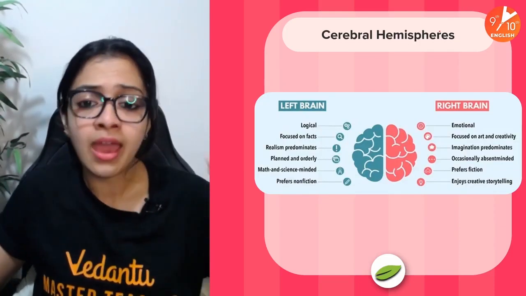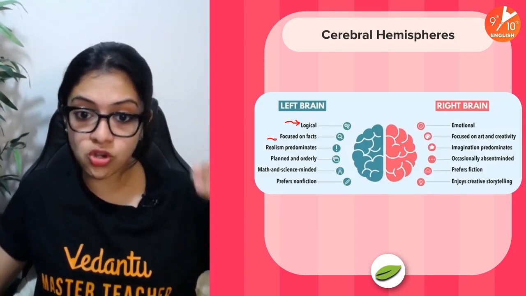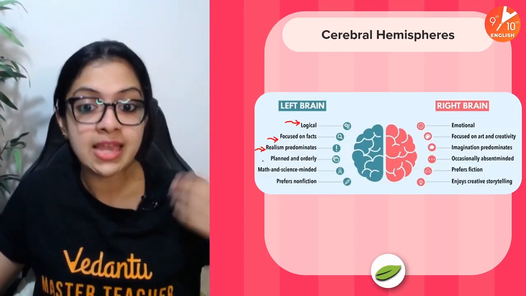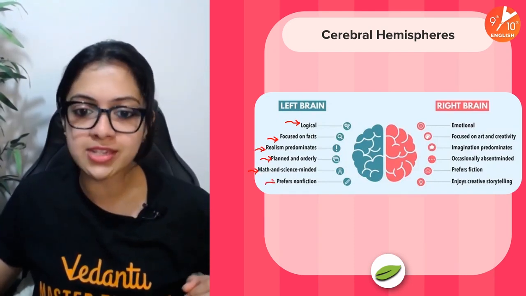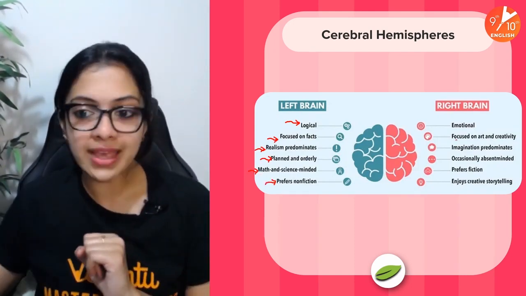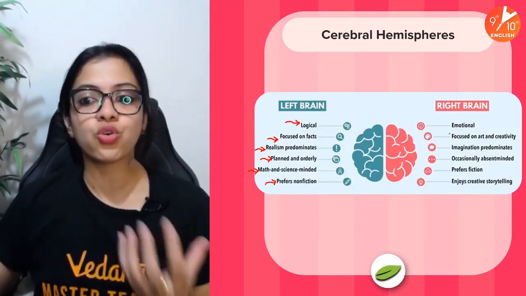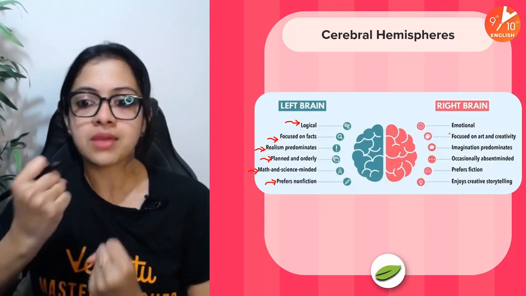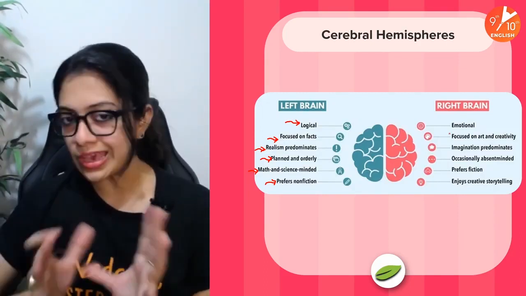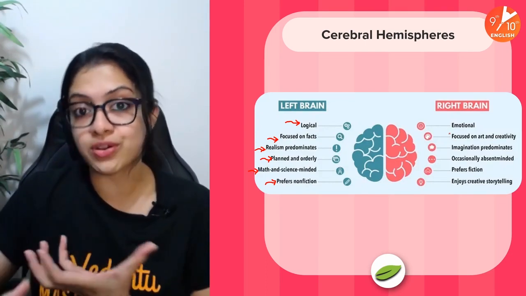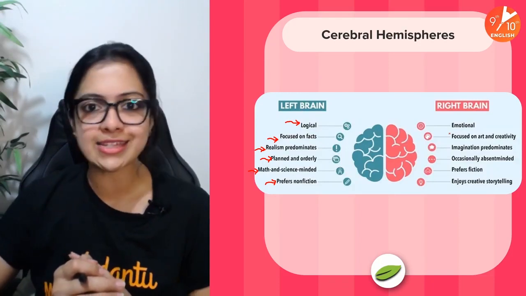And the left brain mainly takes care of logical aspects. It's focused on facts. Realism predominates. It's planned and orderly. It's math and science minded, and it prefers non-fiction. Whereas the right brain is mainly said to be concerned with emotions. It's focused on art and creativity. Imagination predominates, and in this case, it can tend to be occasionally absent-minded. It prefers fiction to non-fiction, and also the right brain enjoys creative storytelling.